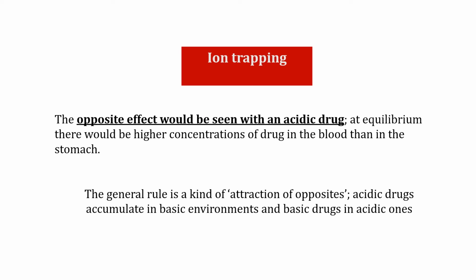The opposite effect would be seen with an acidic drug. At equilibrium, there will be a higher concentration of drug in the blood than in the stomach, because the stomach is acidic and we have an acidic drug. It is not ionized and it will be easily absorbed from the GI tract. The general rule is a kind of attraction of opposites. Acidic drugs accumulate in basic environments and basic drugs in acidic ones.